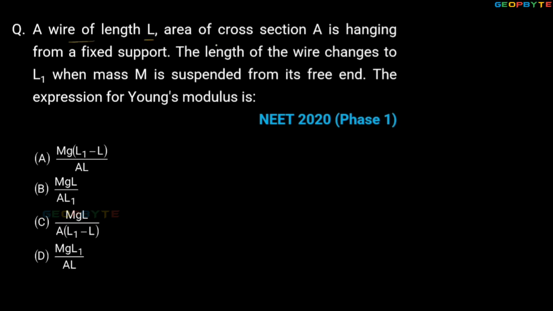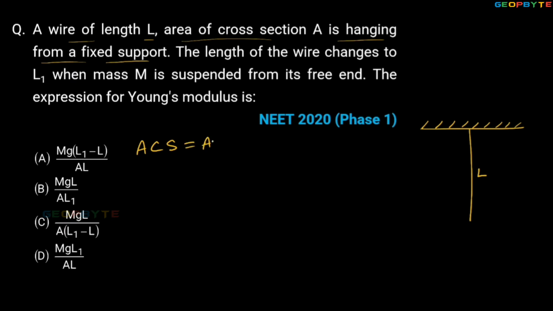Similarly, let us take another important question, asking like this: a wire of length L, area of cross section A is hanging from a fixed support. Maybe like this. Let this be the fixed support. There is a wire. That wire's length is L and area of cross section equal to A. The length of the wire changes to L1 when mass M is suspended from its free end. It is given that at its free end, some mass is connected. That mass is given as m.